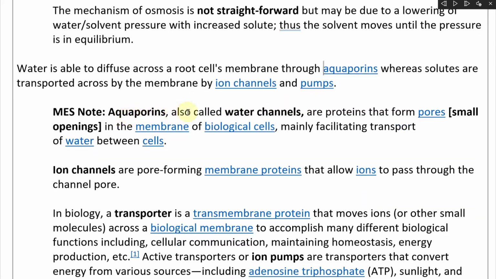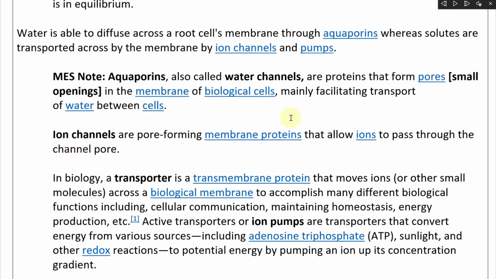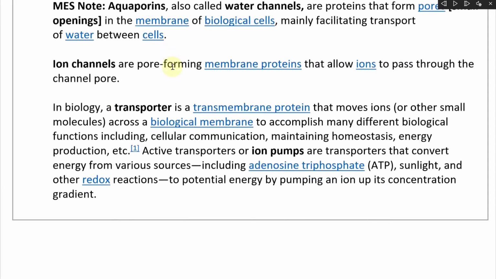Aquaporins, also called water channels, are proteins that form pores or small openings in the membrane of biological cells, mainly facilitating transport of water between cells. So essentially like a semi-permeable membrane. Ion channels are pore-forming membrane proteins that allow ions to pass through the channel. Essentially they're all proteins on the membrane. Some of them allow ions, some of them allow water.